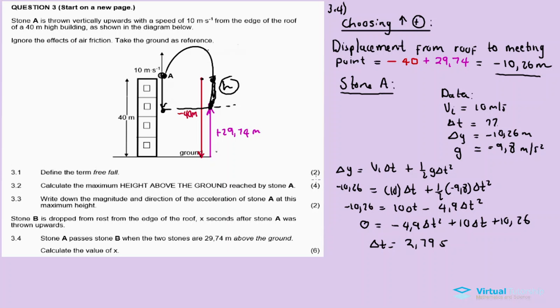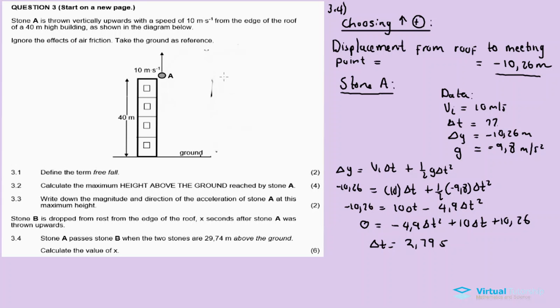Now for stone B, space. So let's do this. Okay, let us erase now. Let us erase. Here we go. Come on, man. Come on. Okay, so it's just to write the calculation, do the calculation on the page while the question paper.